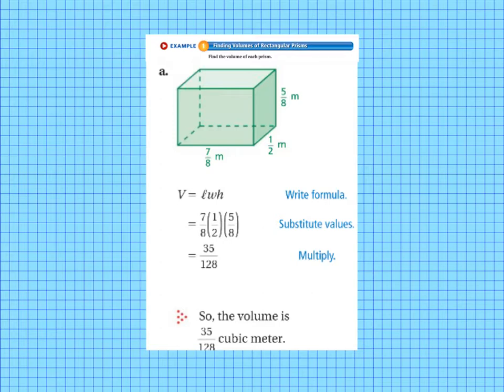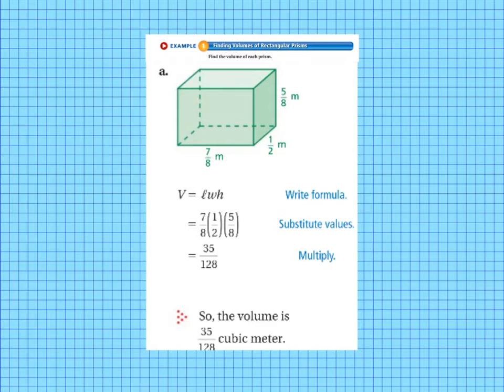It says our job is to find the volume of each prism. We're going to start with A, and it shows us this one, which has a length of 7/8, a width of 1/2, and a height of 5/8. Now remember that if we were to turn this prism a different way, those values would be different, and it doesn't matter because we have the commutative property of multiplication. So we can multiply them in any order. It doesn't matter as long as we get all three.